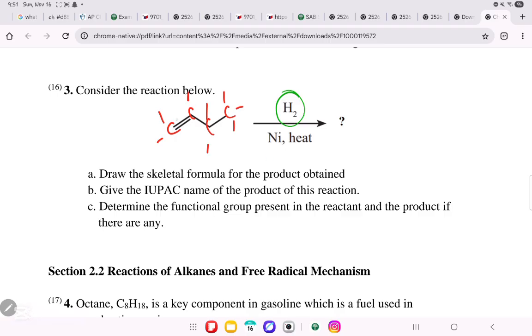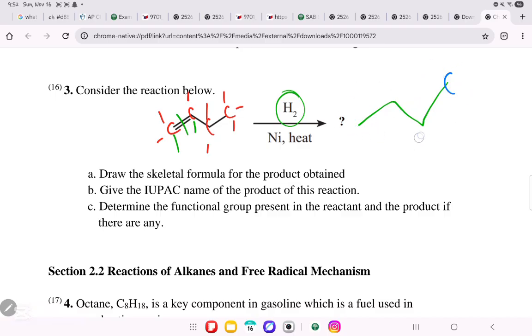So what will happen? It will break the double bond, right? So now the double bond breaks, and this carbon will get a single bond, and this carbon will get a single bond. So now it's what? It's like this, because it's gonna be a carbon, another carbon, another carbon, another carbon. But this has 3, this has 2, this has 2, and this has 3 as well. Now this is the skeletal formula of the product, right?